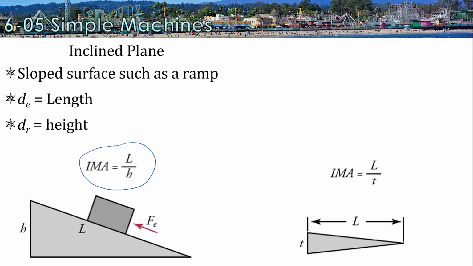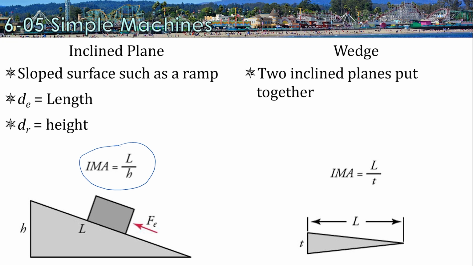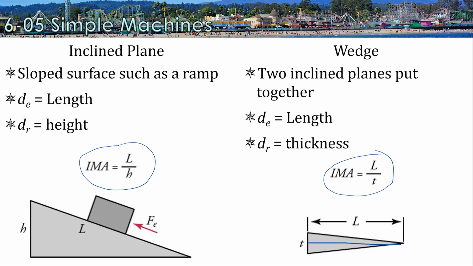A closely related simple machine is the wedge, which is two inclined planes put together. So our effort distance is the length, and the resistance distance is the thickness. So that goes into a crack and is pushed into the crack to push the two pieces apart, like an axe head or a knife, something like that. Ideal mechanical advantage is the length divided by the thickness.